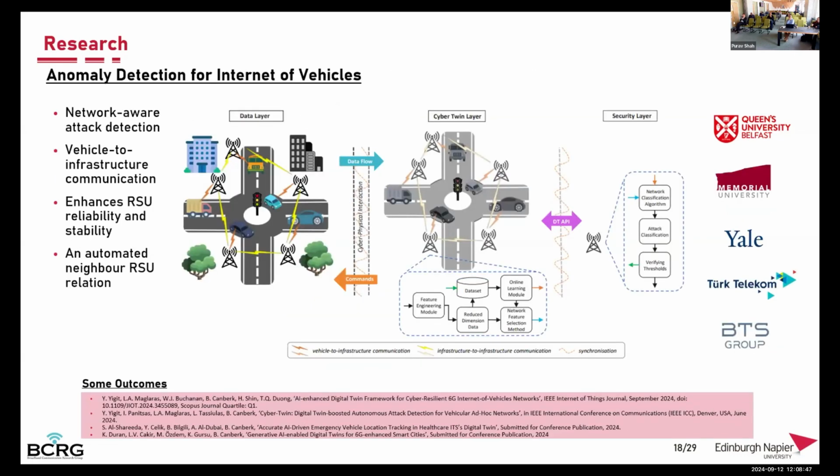This is again related to vehicles. Since we can grab data a bit more easily because of the simulation environment, we try to have anomaly detection for the Internet of Vehicles, like network-aware attack detection, vehicle-to-infrastructure communication. We try to monitor here, and to have attack classification, network classification, and then try to verify all the thresholds for triggering an alarm for us.